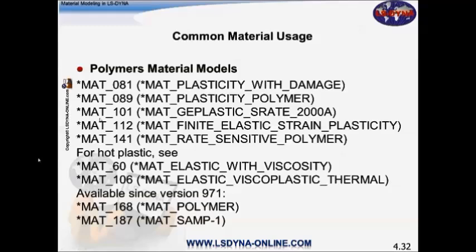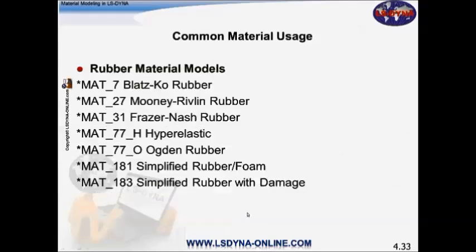And then there are other material models. For hot plastics, you use 60 or 106. So that's elastic viscoplastic thermal. And new ones are available, the most complicated one, 187, which is called Simplified Semi-Analytical Material for Plastics. That's what it's called. It's actually based on a PhD dissertation from Germany, and the guy did an excellent job in his dissertation, I think. But you'll see there is a significant amount of testing involved in this material 187.